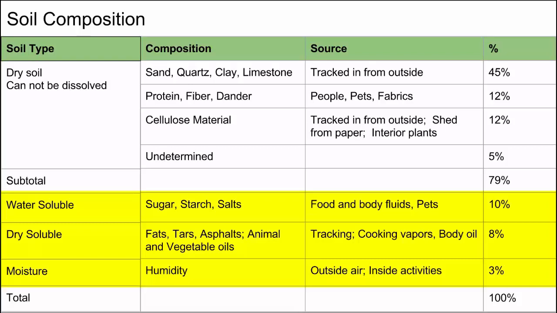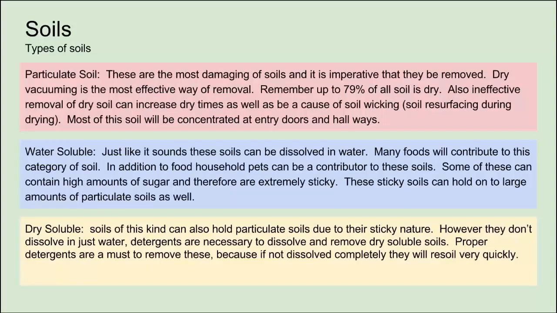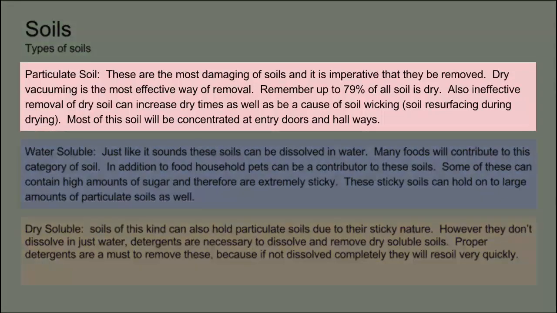So oils are a big one. That's really what we're removing, is oils. Once the oils are gone, the dry soluble comes loose. So here's the types of soil that we're going to run into. We have the particulate soil. Remember, the particulate, the dry soils, are the most damaging. We need to know that. The customer needs to know that.